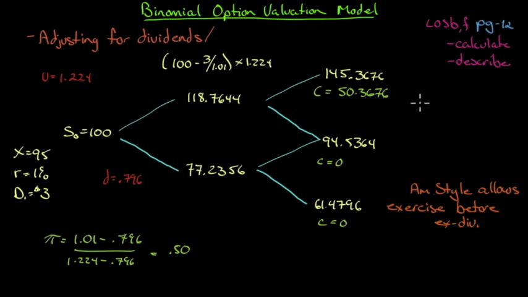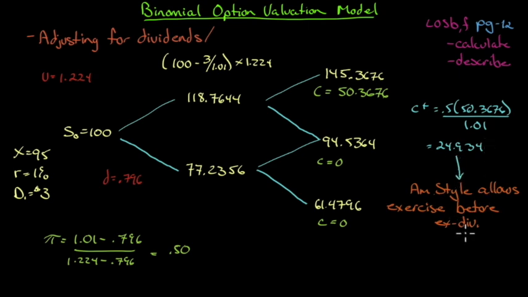And now we're in a position to figure out what our C plus is, what our call price is here. It'll be 0.5 times 50.3676, and 0 there. We'll just discount back 1 by 1.01. Will give us 24.934.